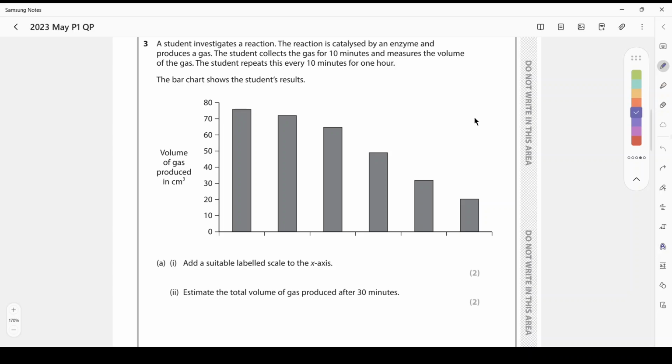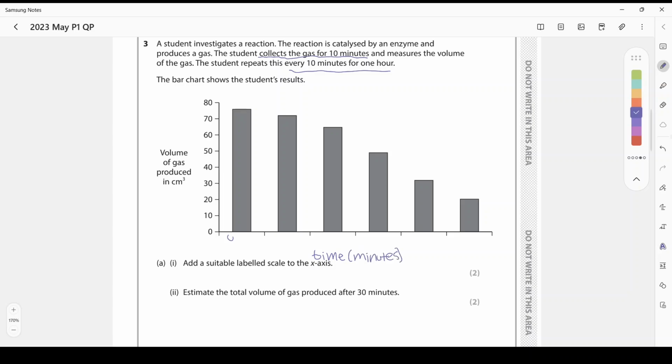So we can see in the first paragraph that it says that the student collects the gas for 10 minutes. That means from 0 to 10 minutes, they'll collect the gas. Then 11 to 20 minutes, they'll collect the gas, and so on, right? And the student repeats this every 10 minutes for 1 hour. And we can see there should be 6, right? 2, 3, 4, 5, 6 sort of time periods in which they are collecting gas. So let's remove that there and let's do time in minutes.